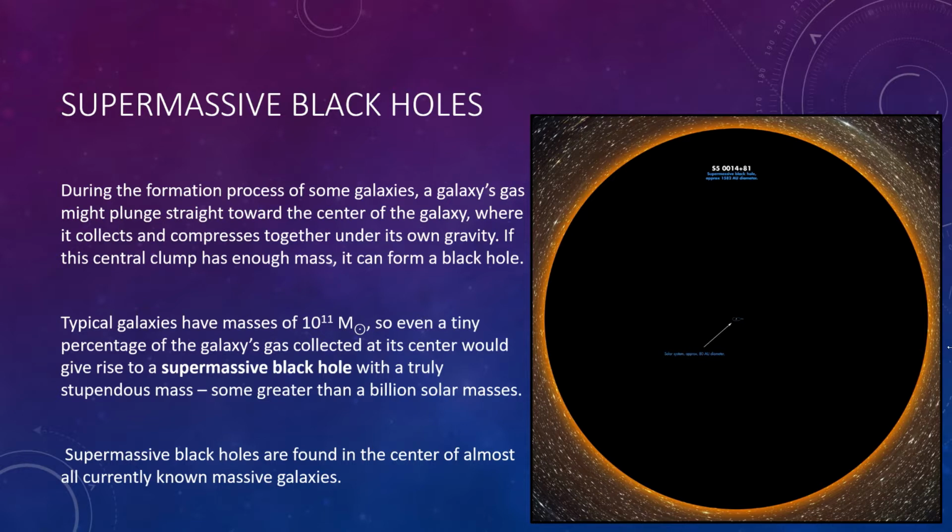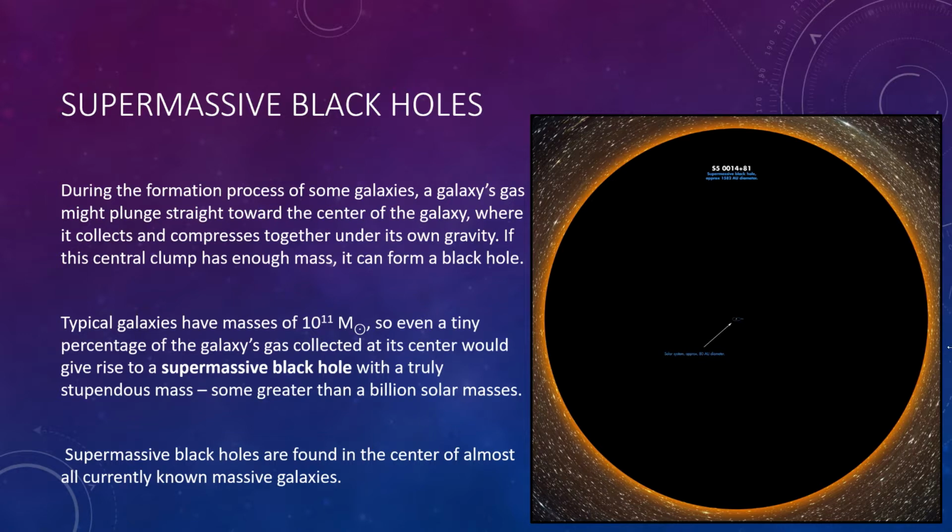Stellar evolution makes it possible to form black holes with masses several times that of the Sun. But calculations suggest other ways to form black holes that are extremely large. Galaxies formed in the early universe by coalescing gas clouds. During the formation process, some of a galaxy's gas might plunge straight toward the center of the galaxy, where it collects and compresses together under its own gravity. If this central clump has enough mass, it can actually form a black hole as well.